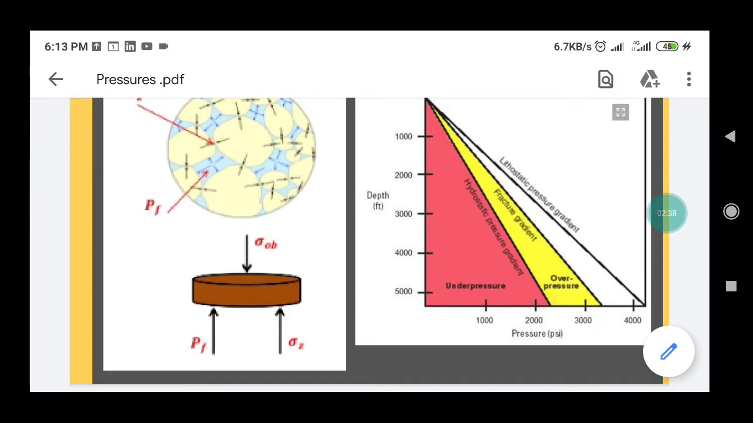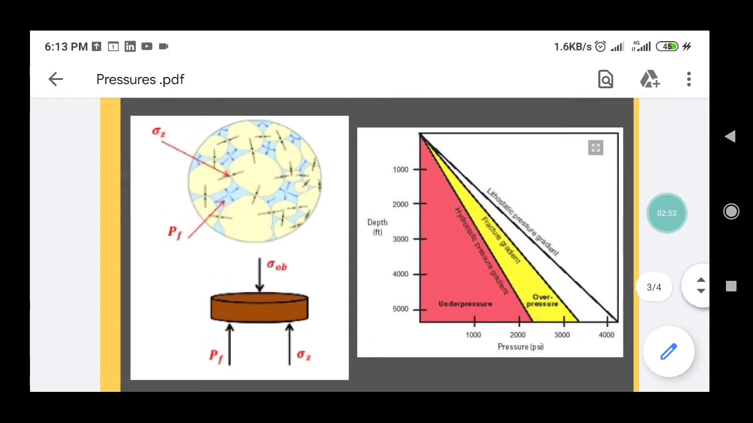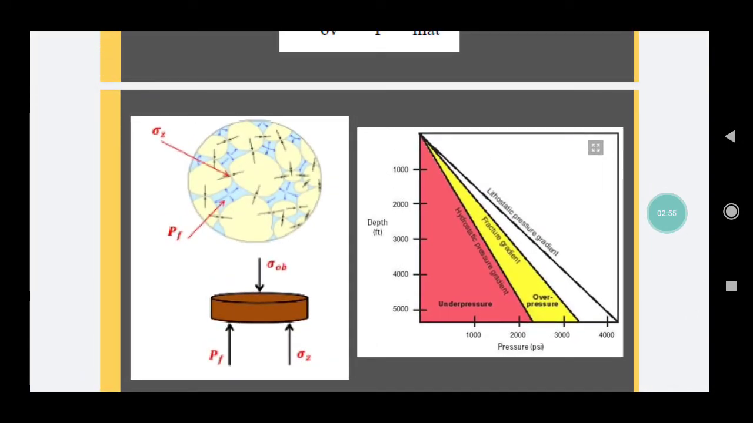Matrix pressure is mainly the pressure which is transmitted through the grains of the matrix. Each grain is exerting some kind of pressure on another grain. That is why matrix pressure is generated. This matrix pressure generally applies in all directions, but the vertical component of this matrix stress plus the formation pressure counterbalances the vertical overburden pressure, which is acting in the downward direction.